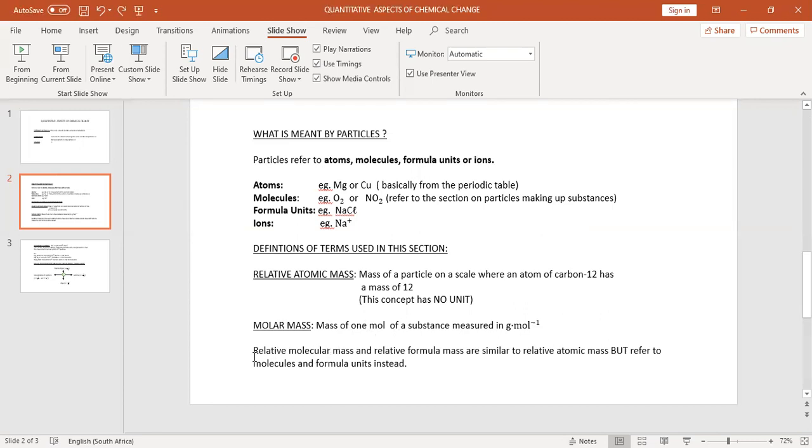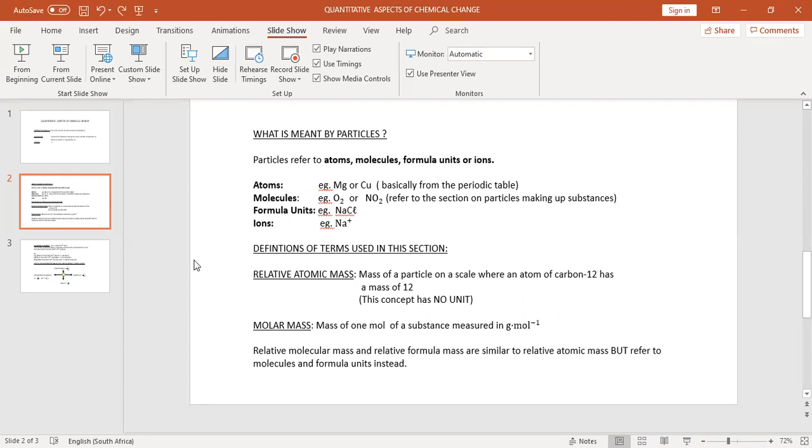Then I've got relative molecular mass. So relative meaning no unit. Here I'm talking about a molecule. So compared with atomic, slightly different. Like water has a relative molecular mass of 18. If I talk about relative formula mass, word relative, no unit. Formula mass, like this one here, is 58,5. So that's what I said about the units.